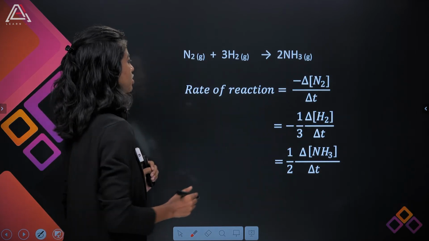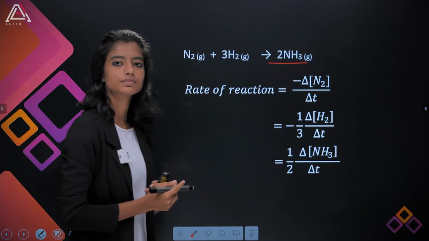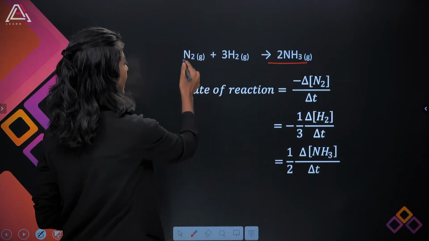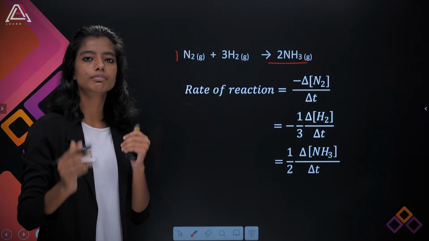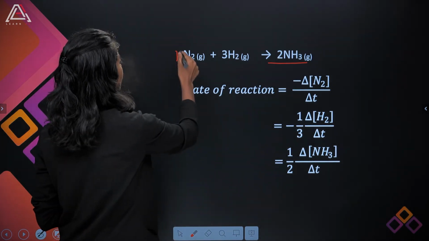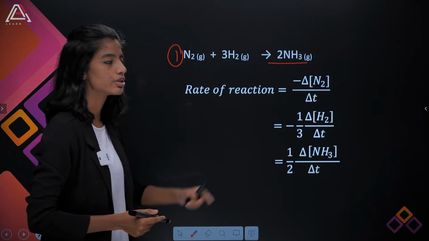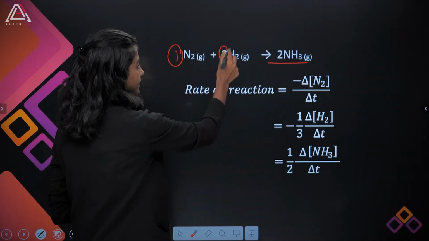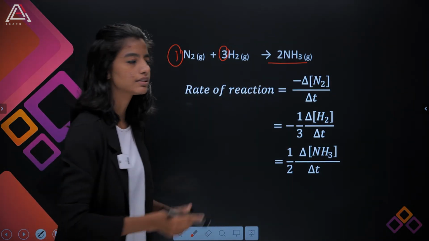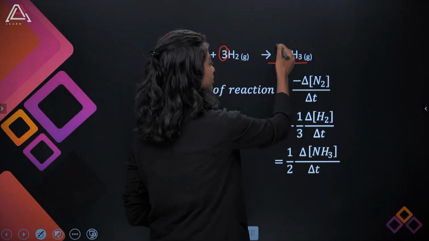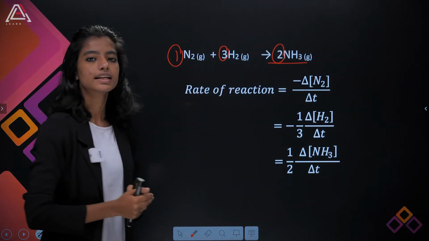Here I have a chemical reaction. N2 plus 3H2 will give 2NH3. There are two reactants, N2 and H2. There is one N2 molecule, so the stoichiometric coefficient of this N2 will be 1. There are three H2 molecules, so the stoichiometric coefficient of this H2 will be 3. And there are two NH3 molecules produced, so the stoichiometric coefficient of NH3 will be 2. Clear?